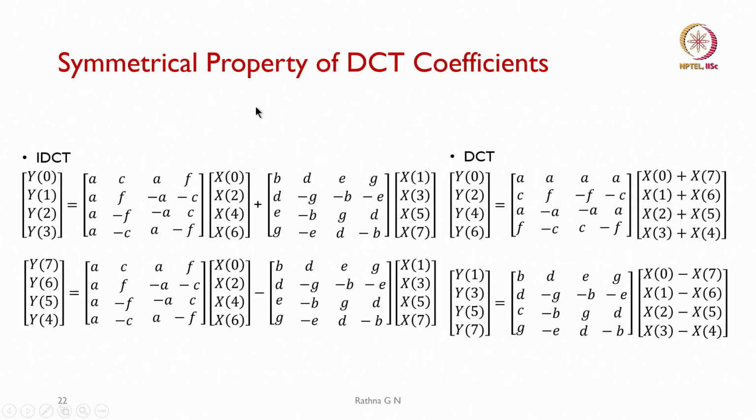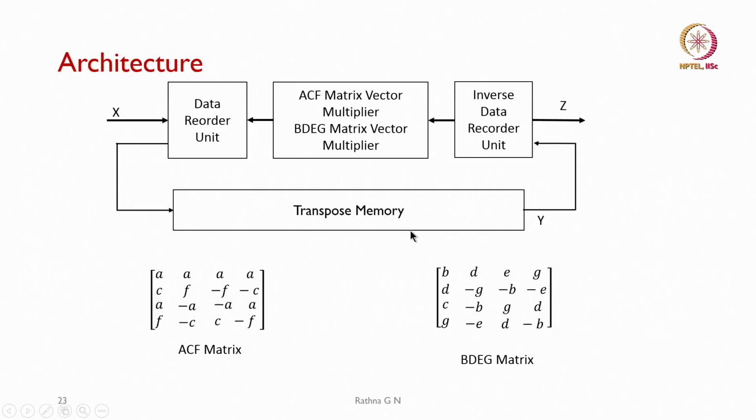So, the symmetrical property of the DCT coefficients is what you have seen. For the IDCT, after adding it, the DCT part, what we said by multiplying, is what we will be getting. The same thing is shown again, how you will be traversing from IDCT to DCT or DCT to IDCT with the same type of coefficients. So, how is the architecture in FPGA going to look?